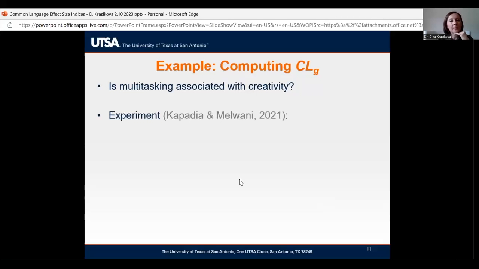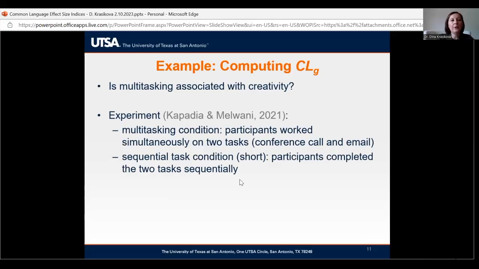Example. I took this example from a recently published JAP paper that tested a prediction that multitasking is associated with creativity. So let's take a look at this experiment. There were 3 experimental conditions in this experiment. I will focus on just 2. So we have a multitasking condition and a sequential task condition. In the multitasking condition, participants worked simultaneously on 2 tasks. They worked on a conference call and they were responding to emails. In the sequential task condition, participants completed the same 2 tasks sequentially.